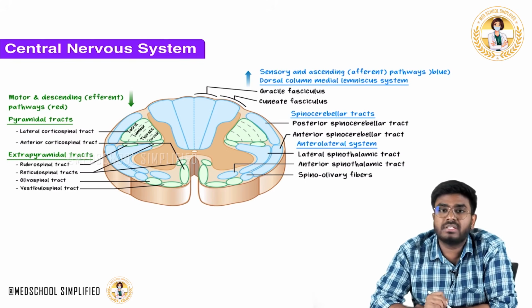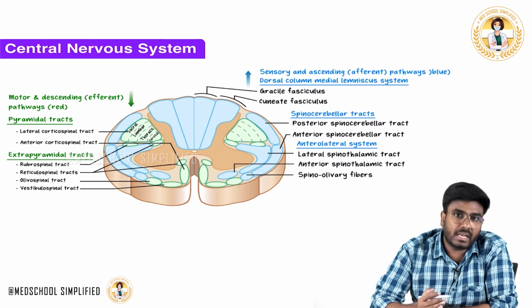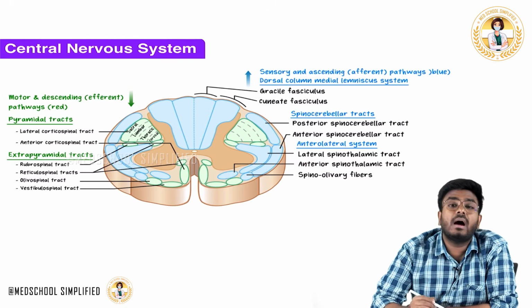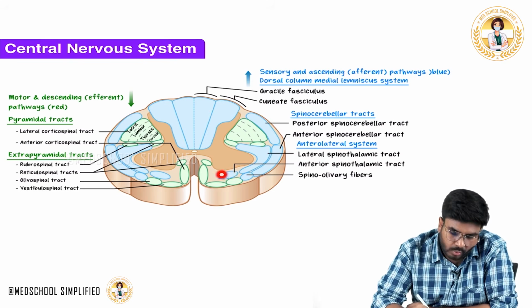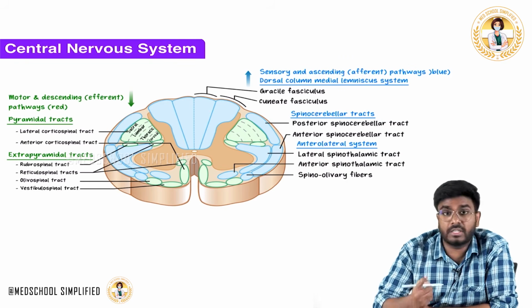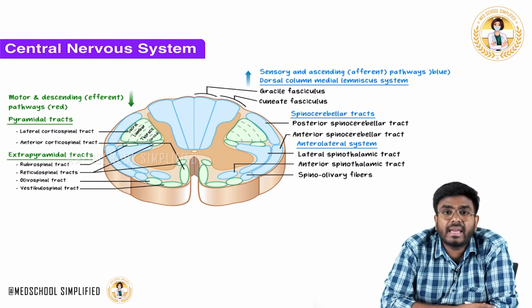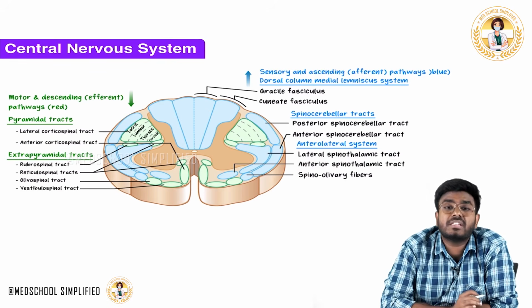And we have also discussed the spinothalamic tracts. Which spinothalamic tracts? Here is the anterior, the anterior spinothalamic tract, and here is the lateral spinothalamic tract. The anterior spinothalamic tract carries crude touch and pressure, as discussed. The lateral spinothalamic tract carries temperature and pain sensation.